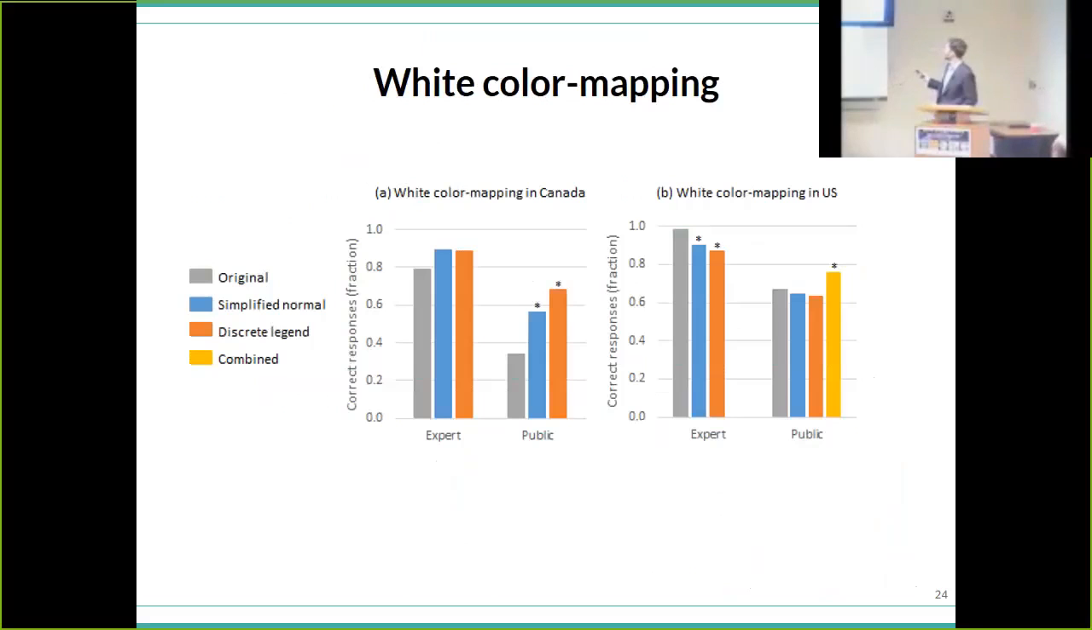For white color mapping in the US, it's less dramatic of a result, but what you do see for the general public is a large increase in understanding in this map. And this is partially because, one, you're removing Canada, so that's less confusing. And also, what white means, being equal chances, is explicitly labeled in a legend. And so that's also, I think, an important lesson out of this, is that you can't expect people to search around to try to figure out what something means. Make it easy for them.